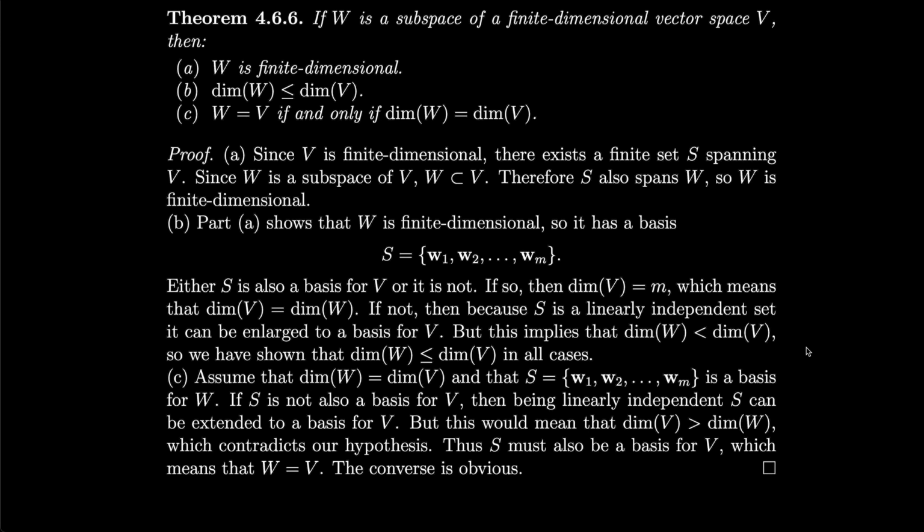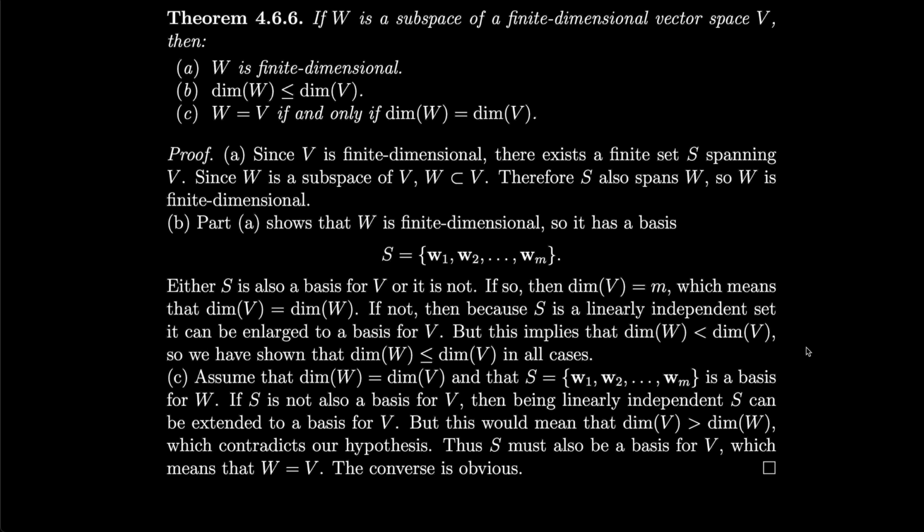Next up, if W is a subspace of a finite dimensional vector space V, then W is finite dimensional too. Dimension of W is less than or equal to dimension of V, and W equals V if and only if they have the same dimension. So that's actually kind of cool, because that means that if we have a subspace of a vector space that has the same dimension, then it has to be equal to the original space.